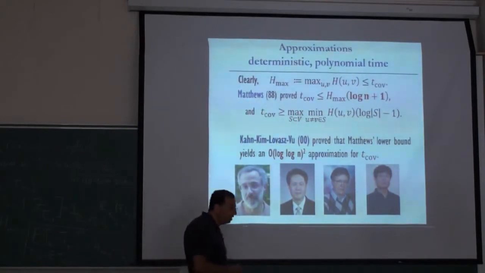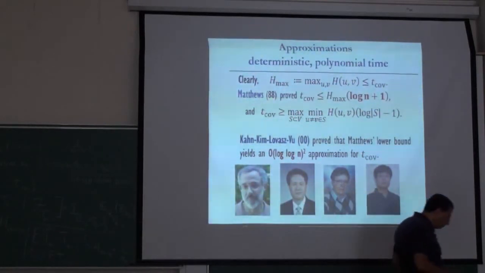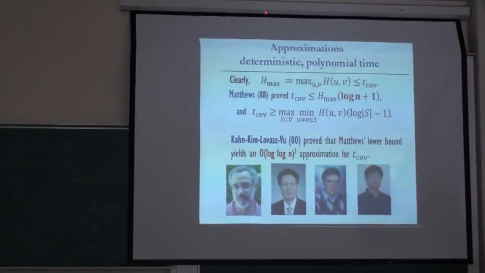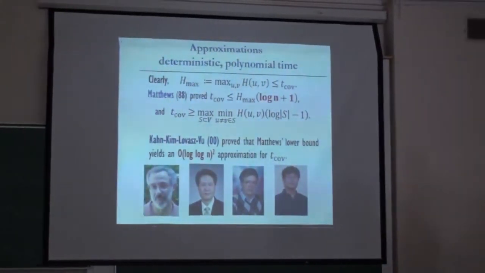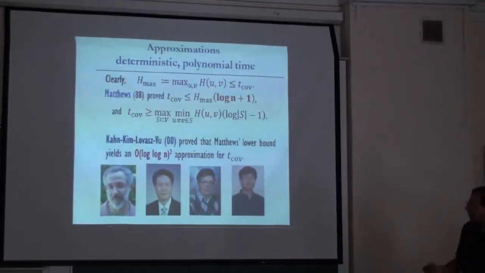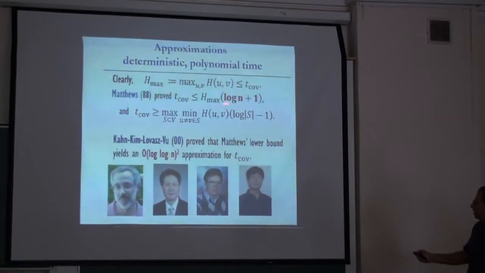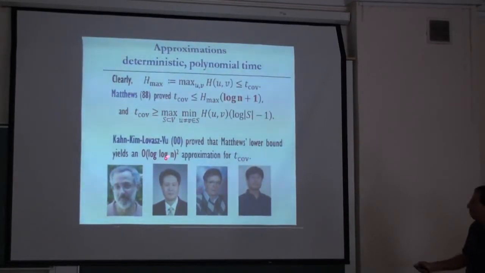Okay, so this was still in Matthews' 88 paper, very ingenious and simple arguments. Kan, Kim, Lovas, and Vu then analyzed this Matthews argument more carefully, introducing some new ideas, and showed that the lower bound that Matthews gave is sharp up to a log n squared, as long as you're willing to maximize over all sets.